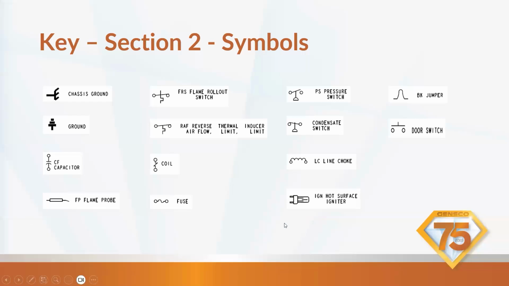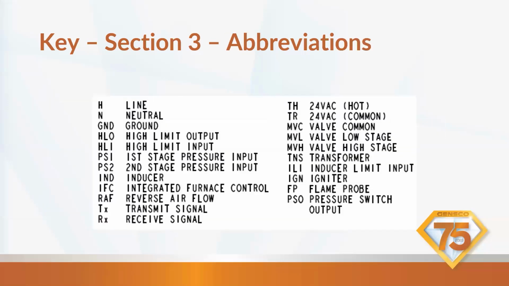So just know your symbols. These are literally every symbol that I pulled off a furnace. So there might be some other stuff in the furnace. Check your symbols, see what they are before you start inspecting what's going on in the furnace. The last section is your abbreviations. Now, each model might use different abbreviations on the schematic for describing what everything is.